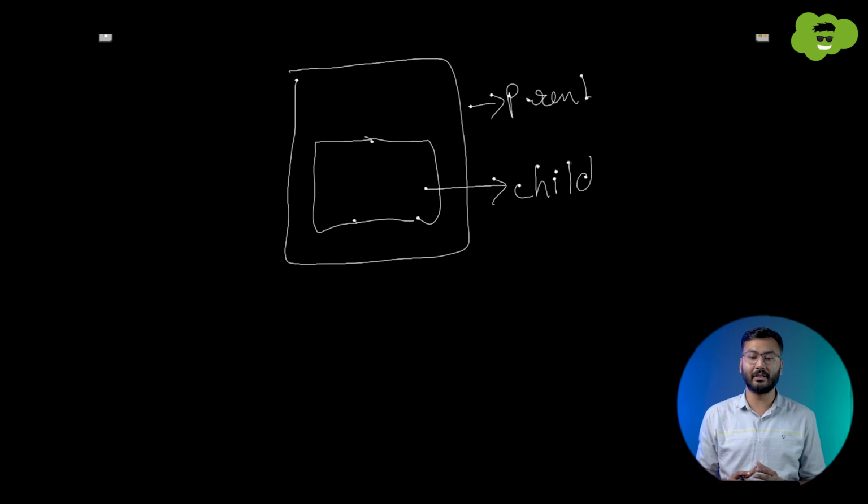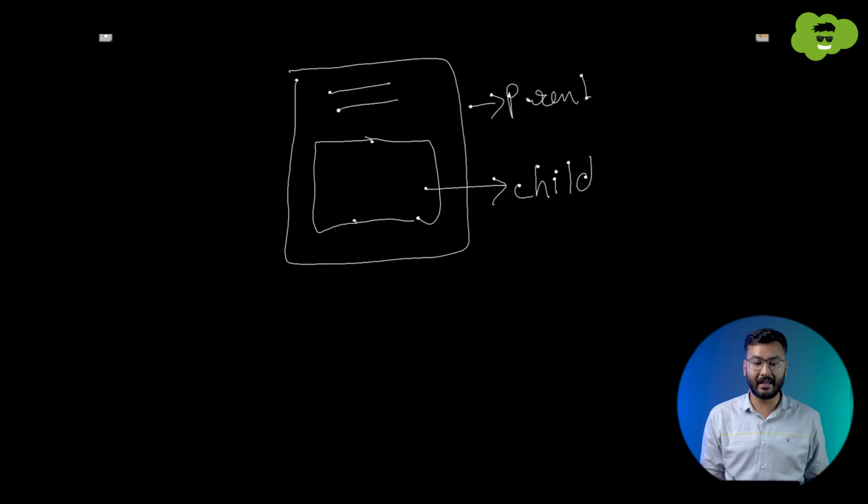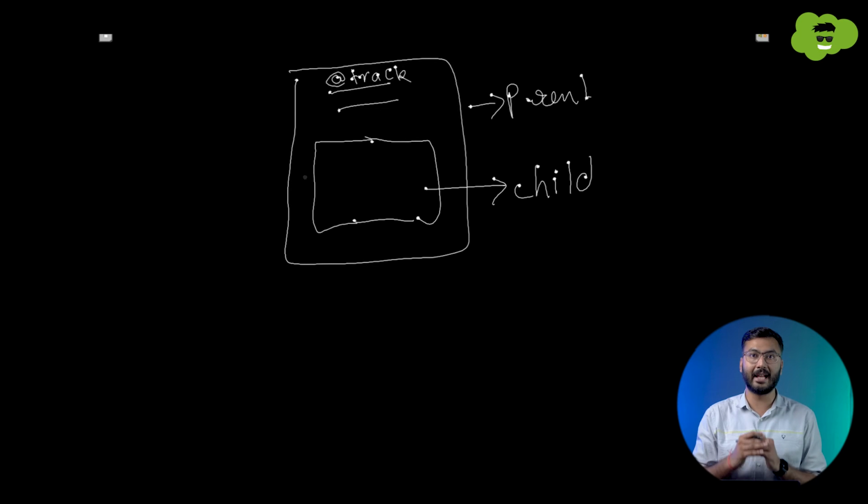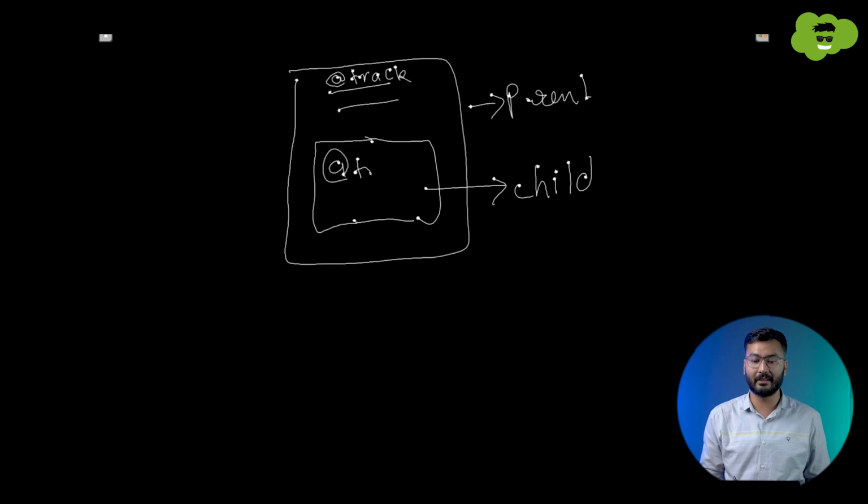Now, whenever you want the properties and the functions of the parent component to be accessed by the parent only, then you can mention those properties with @track. Why? Because that will be a private property and that can't be accessed by the child. Same you can do with the child component as well. If you want that child properties and methods can't be accessed by the parent, then you can mention all those properties with @track, and the parent will not be able to access those properties.